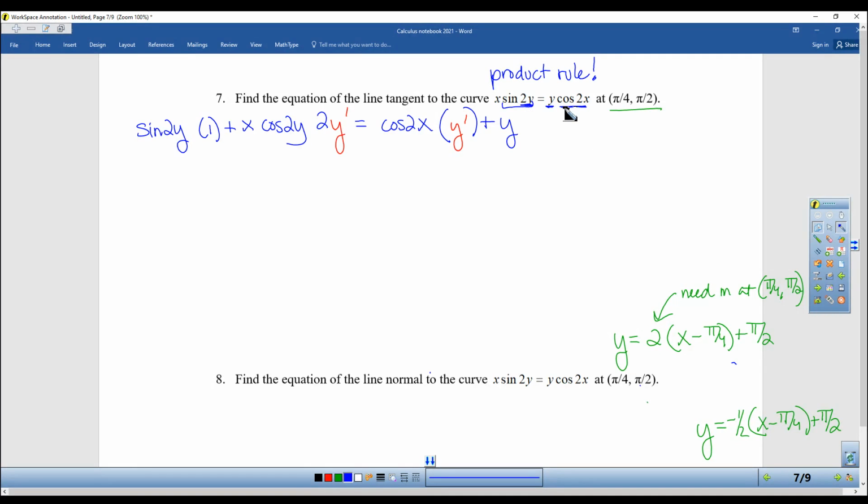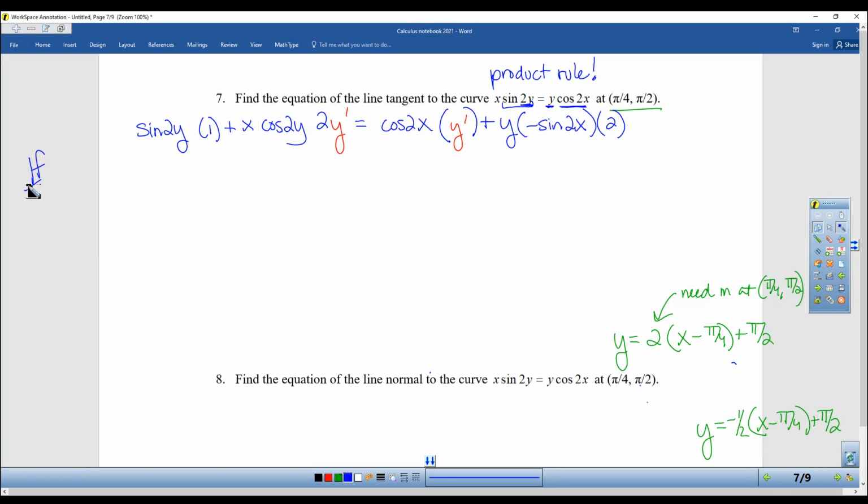So the derivative of cosine is negative sine of the same angle. Never change the angle. But then multiply by the derivative of the angle. The derivative of 2x is 2. It doesn't need an x prime like the y does. So interestingly, our next step would normally be to get the y prime alone, which would be a lot of work.